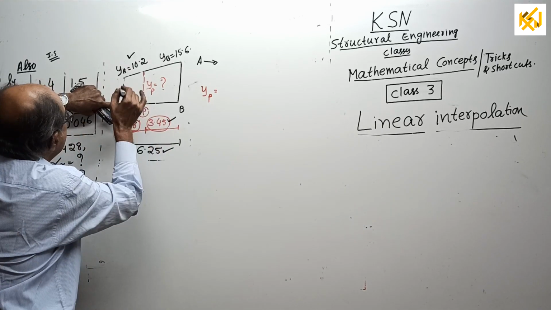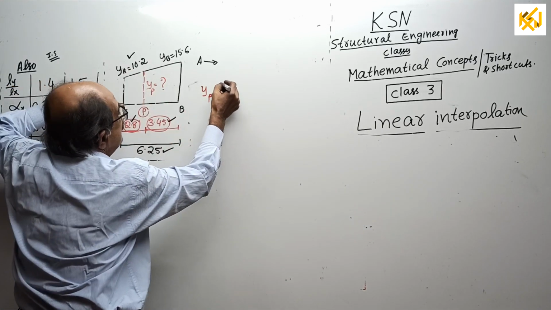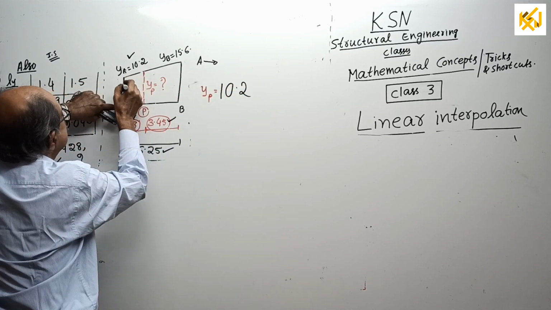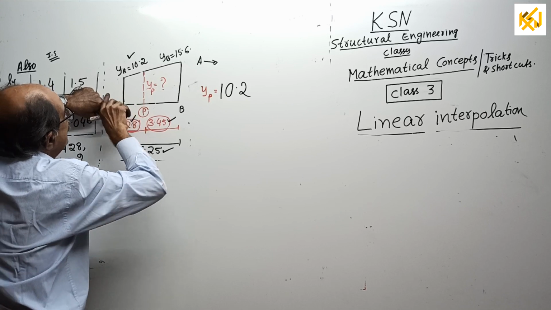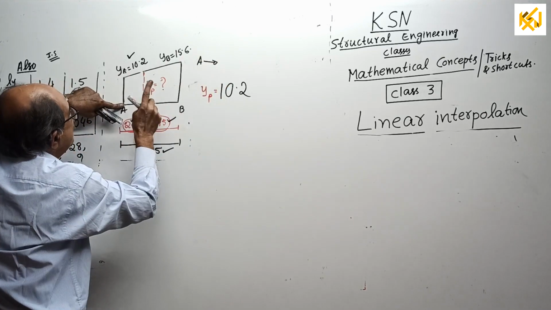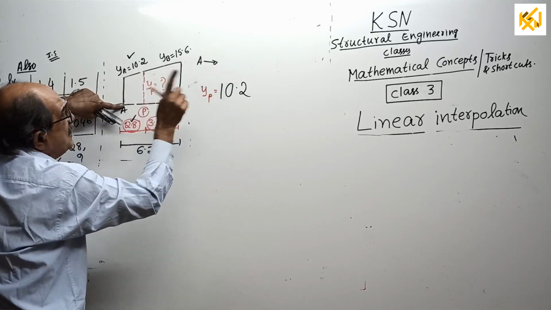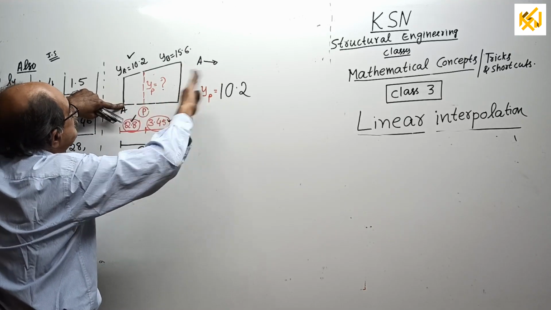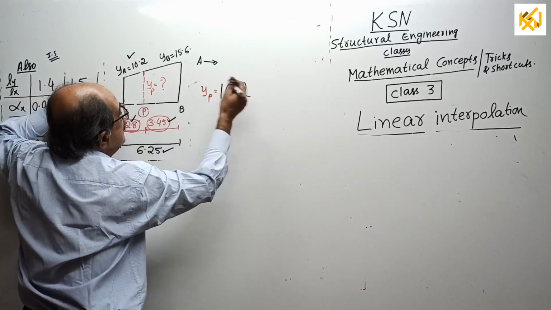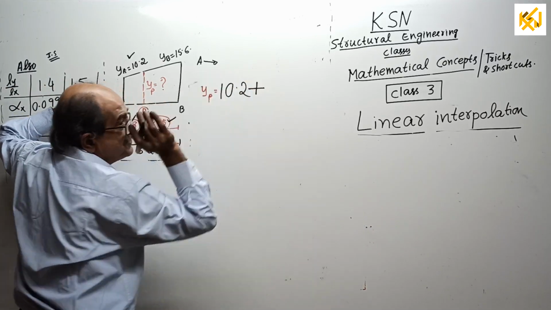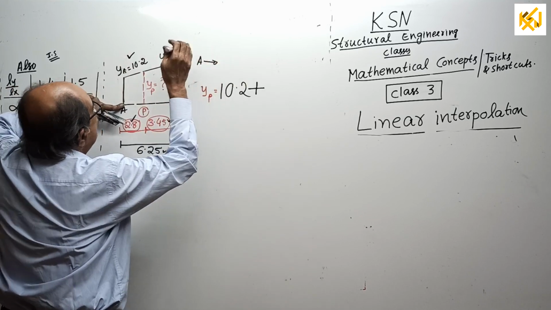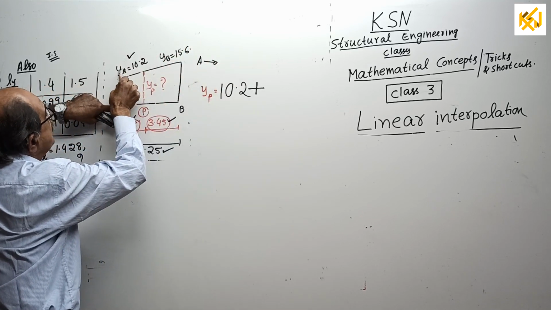Start. Write this value first. How much? 10.2. Then, from here, you are going this side. Decide, is it increasing or decreasing? In the live class I will ask, all will comment. If I go this way, it is increasing. If it is increasing, plus. Okay, now start. See the total increase.